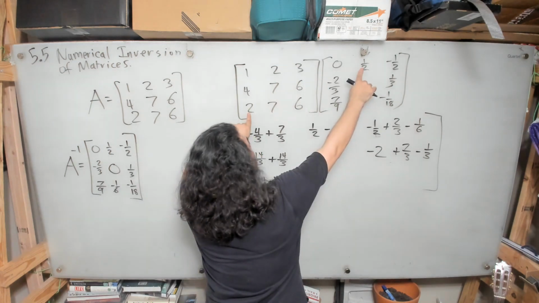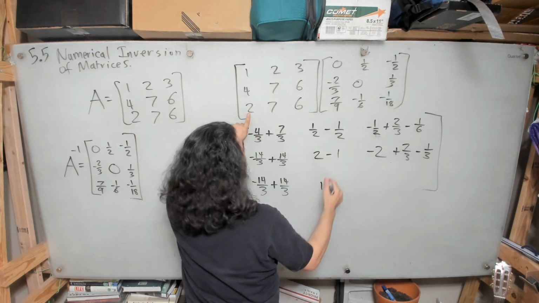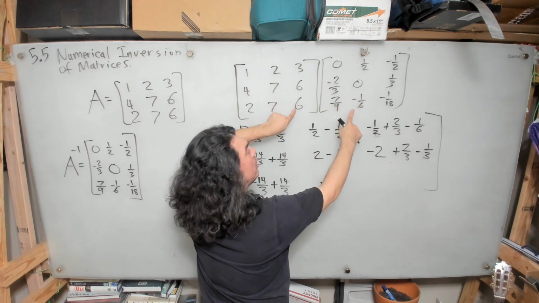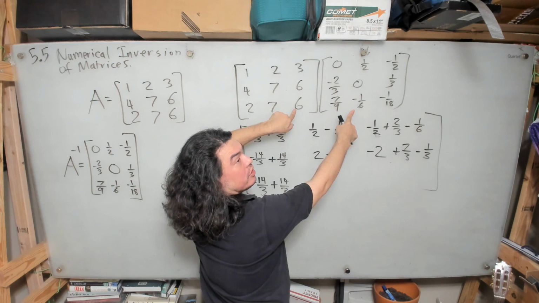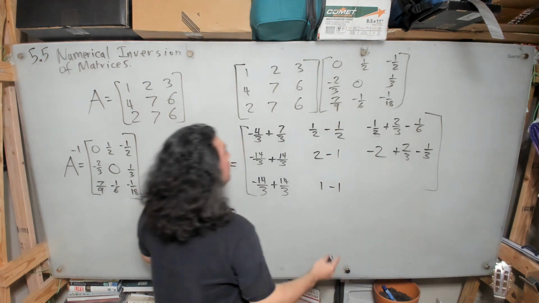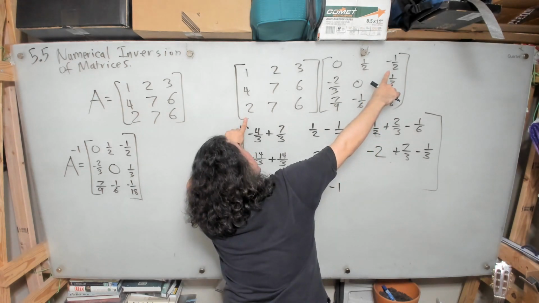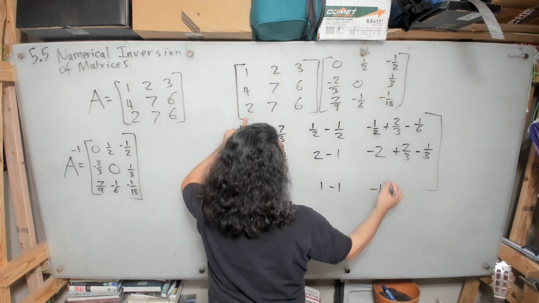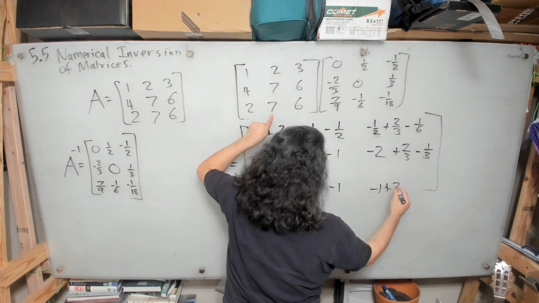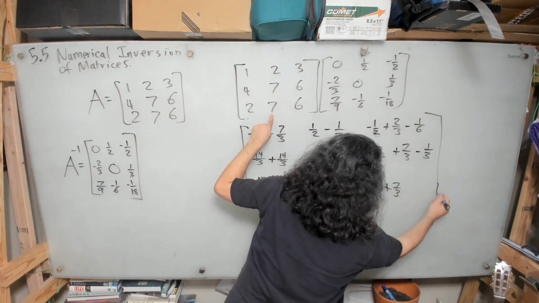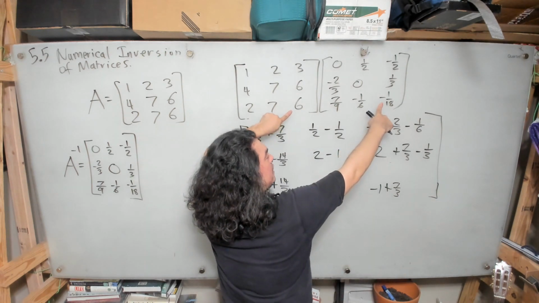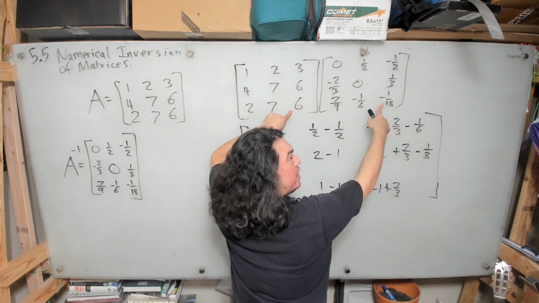Then here, 2 times 1/2, that's 1. Plus 7 times 0, that's gone, because 7 times 0 is 0. Plus negative 6/6, in other words, minus 6/6, which is minus 1. Finally, 2 times negative 1/2, that's negative 1. 7 times 1/3, that's going to be plus 7/3. And then finally, plus negative 6/18, which is minus 6/18, which is minus 1/3.